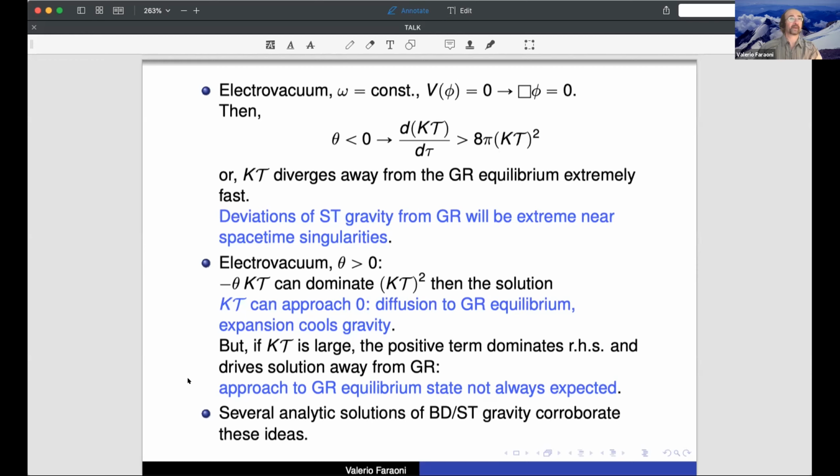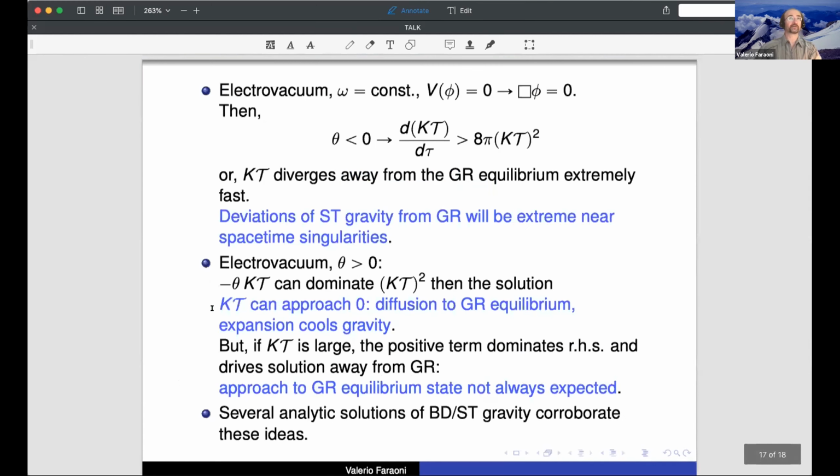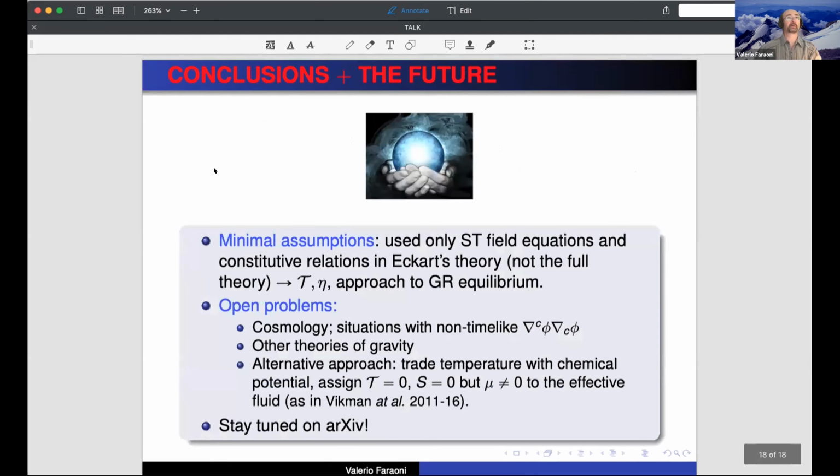So the lesson is that the approach to the general relativity equilibrium state is not always to be expected. We have looked at several analytic solutions of Brans-Dicke theory of scalar-tensor gravity to see if we can corroborate or falsify these ideas. So far we find that for some exact solutions, these general lines in this picture, which all come from the expression for the temperature of gravity, actually corroborate this idea. We're still working on these and there will be new papers coming out soon.